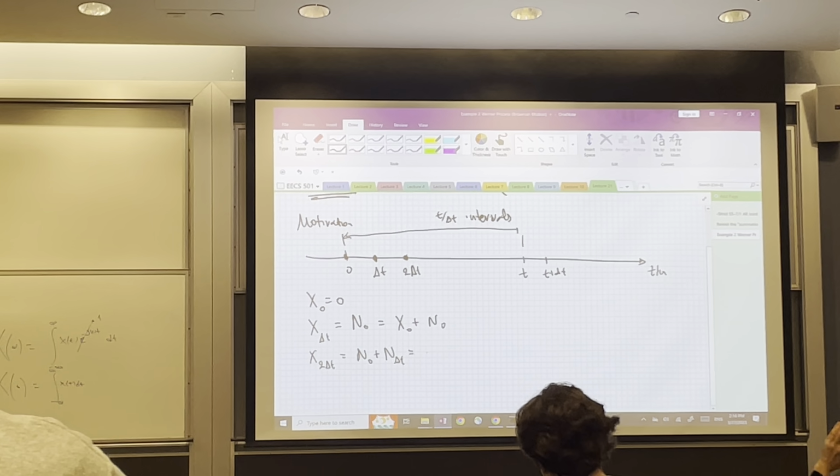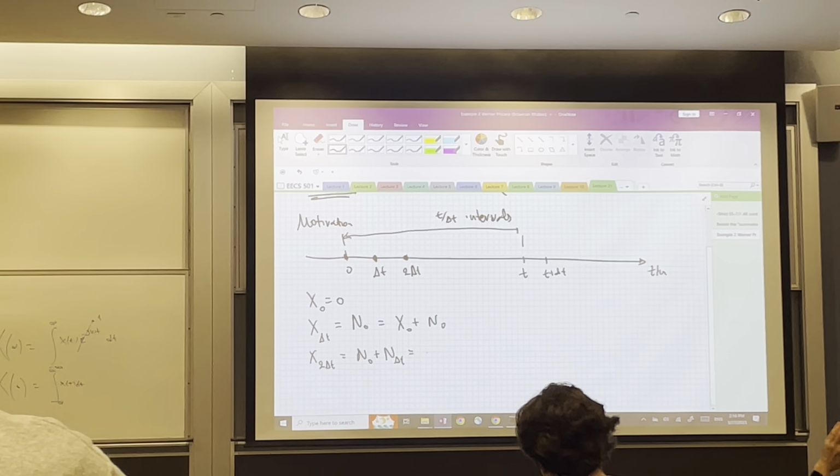Let's try to figure out, or write down, what we have discussed so far about this process. What is the mean of xt? It is the mean of, I can say, n0 plus nt, which is linearity of expectation. 0 plus 0 is 0. Okay? What is the mean of xt squared?